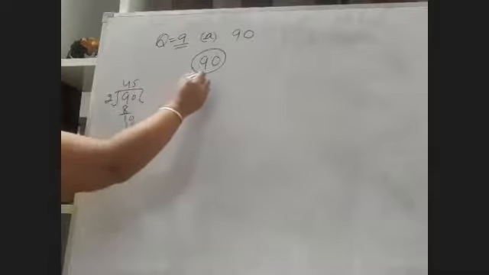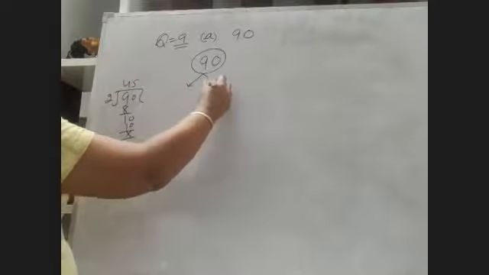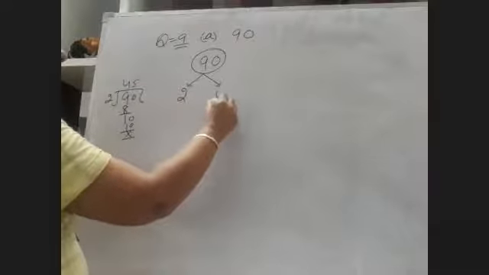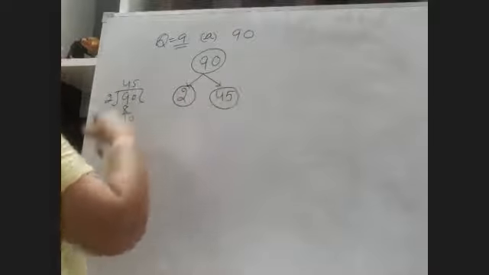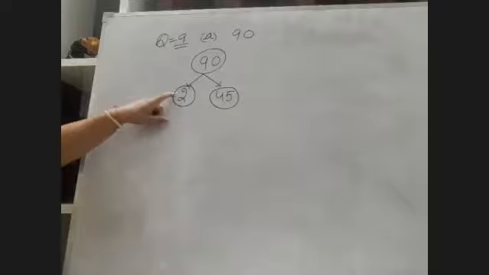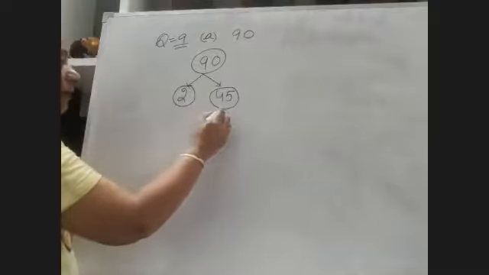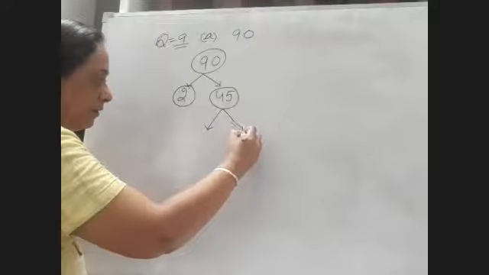So we write this number in two portions. First number is 2 and second is 45. Again, circle these numbers. Now students, you can see 2 is a prime number and 45 is a composite number. And now 45 is an odd number. So 45 divided by 3.